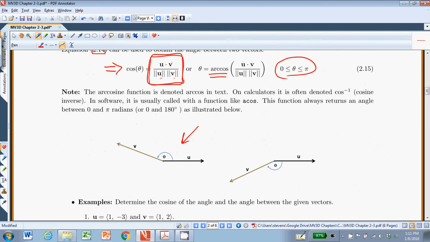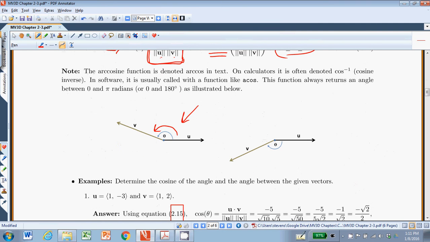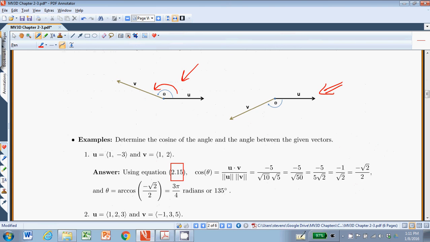If the vectors meet in an angle like that, then it will basically be the angle between them that is less than 180. In other words, you'll never get this angle back, basically the way the arc cosine function works, right? In other words, if your two vectors look like this, it will not return this angle greater than pi. Okay. All right, so let's do a couple of examples.